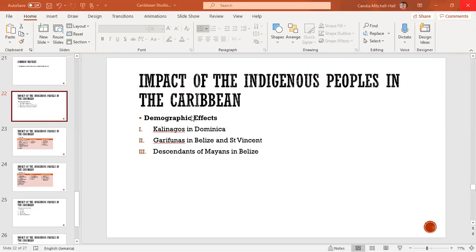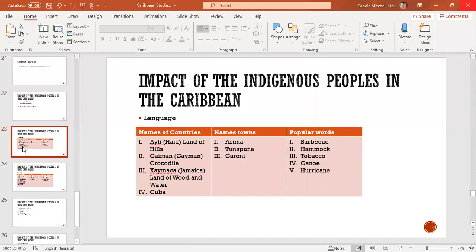So our population of the Caribbean today still reflects the indigenous people. All right? Another effect is our language. Names of country, names of towns, popular words that we use in the Caribbean today came from the indigenous people. And please remember examples of this when you are writing, especially for your essays.